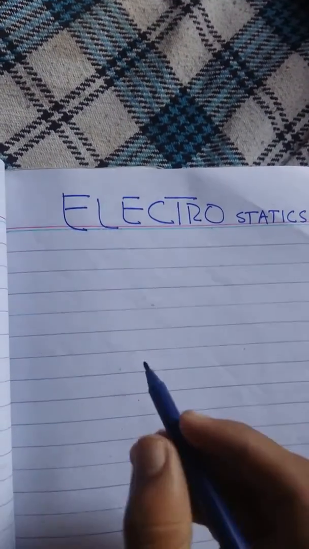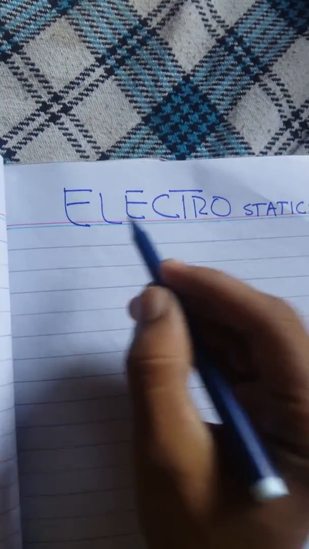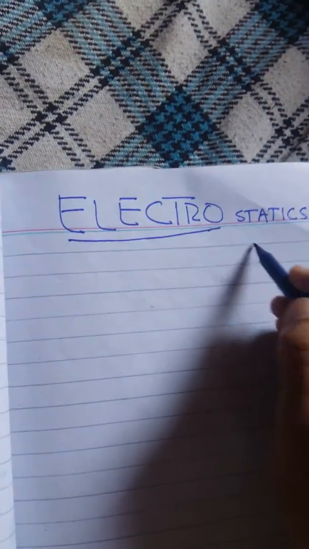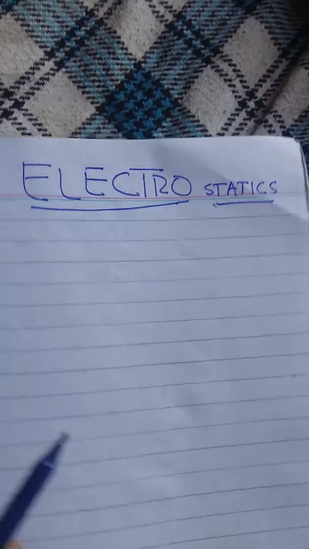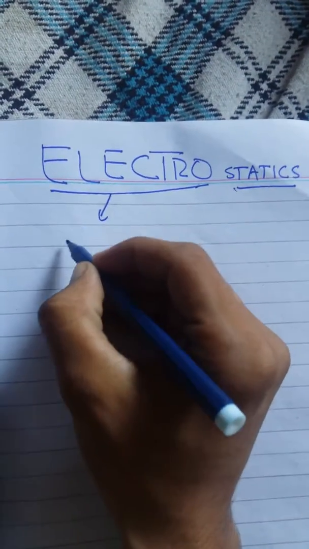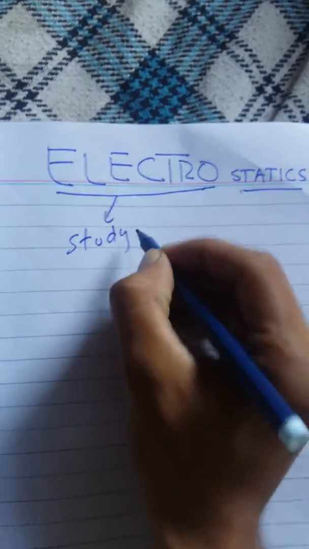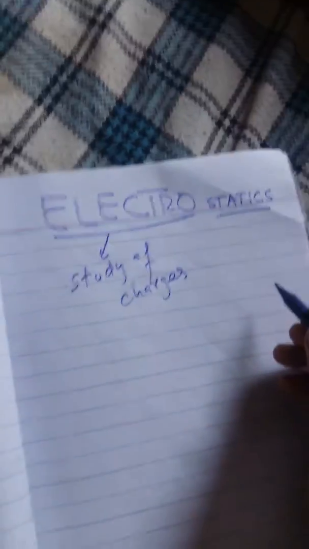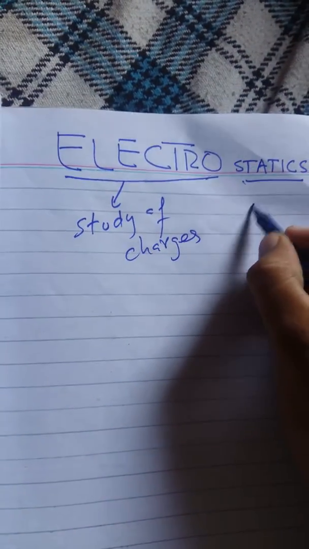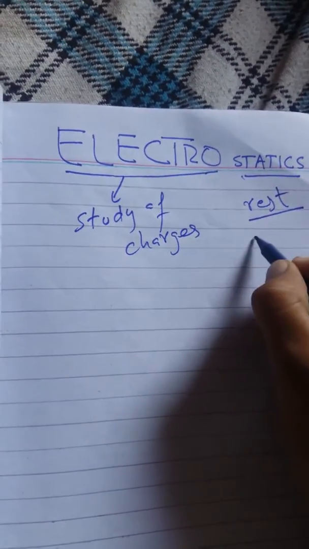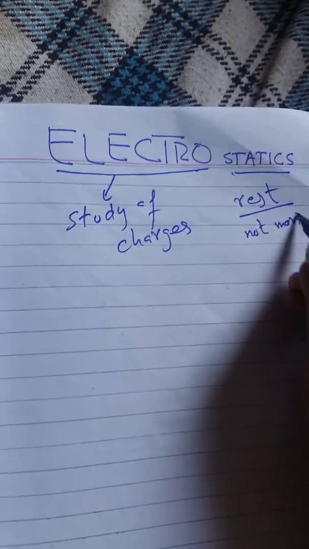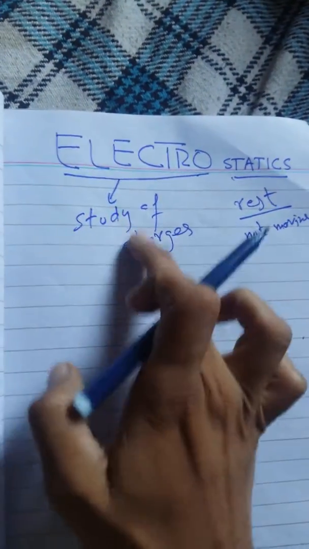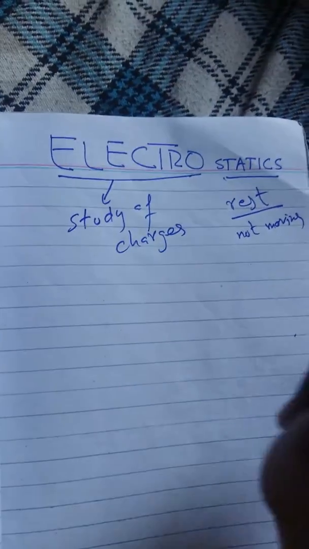Today my topic is a very important topic. Electrostatics consists of two words, electro and statics, a combination of two words. What is meant by electro? Electro means study of charges. And what is the meaning of statics? Statics means at rest, not moving. Then the combined definition of electrostatics: the study of charges at rest is called electrostatics.